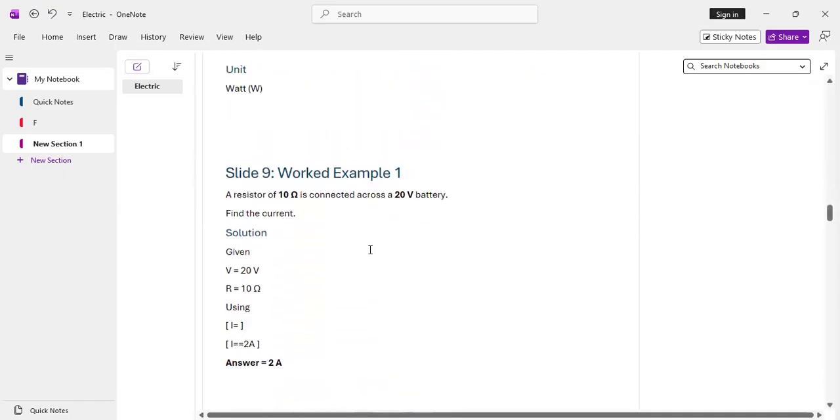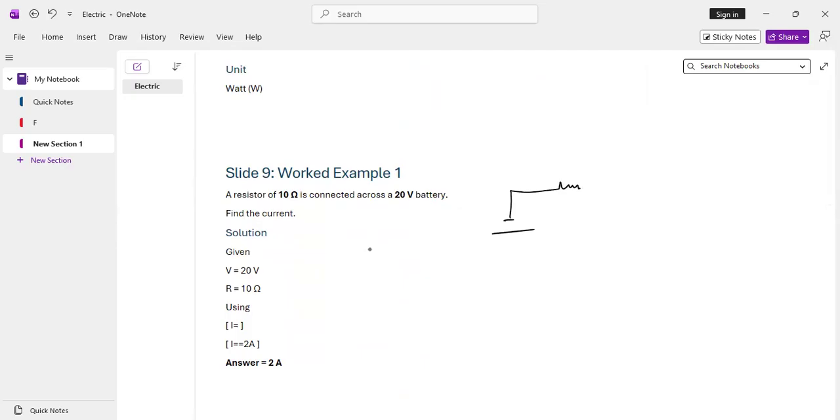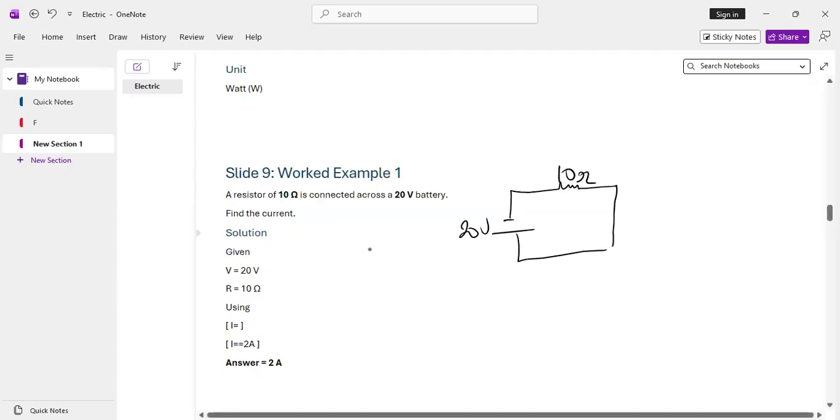Now, an example. We have a battery and we have a resistor, right? So we have 20 volts and 10 ohms. To achieve this, the question says find the current.